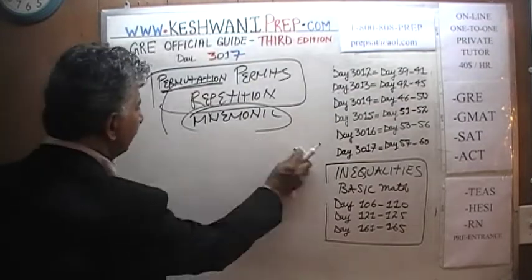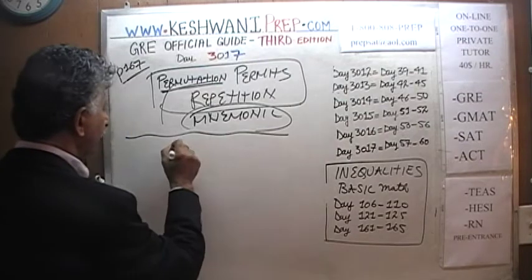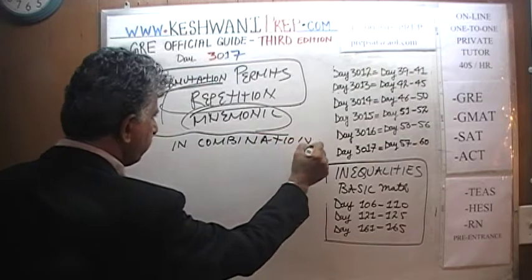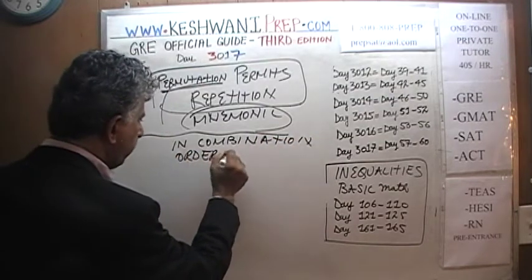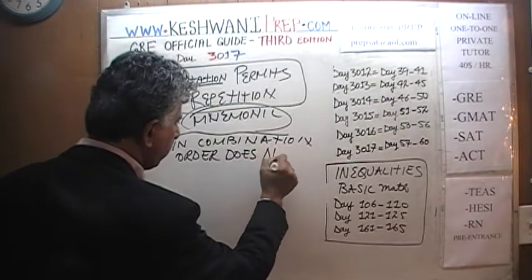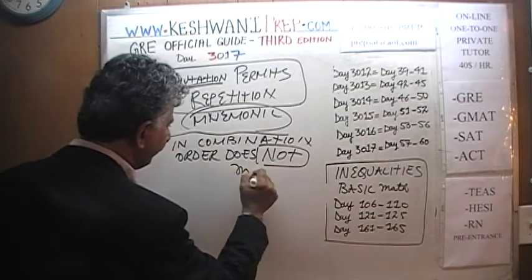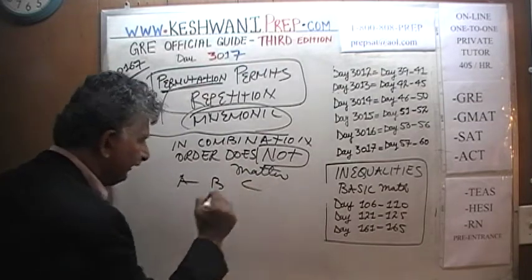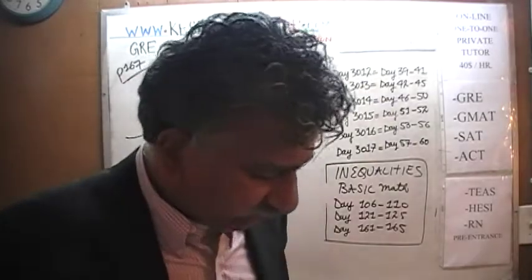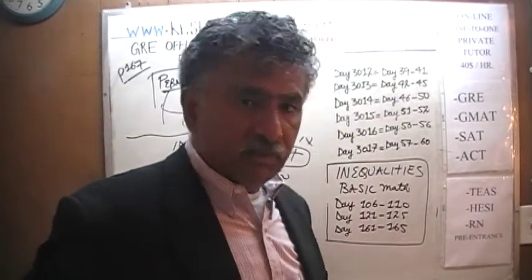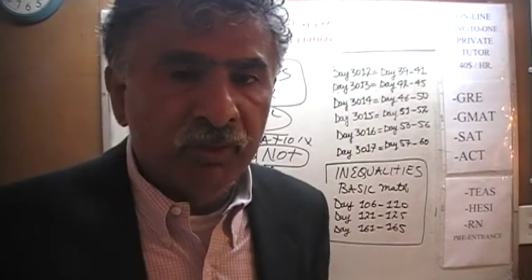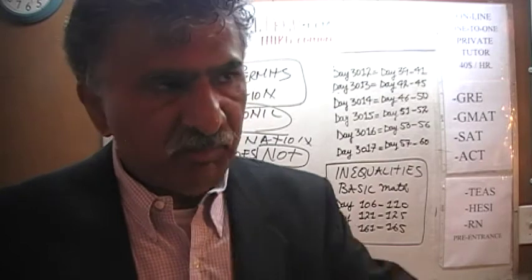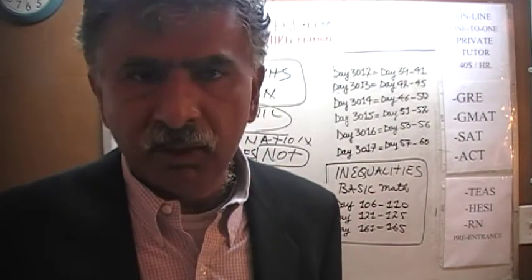Now let's talk about combination. In combination, order does not matter. Order does not matter. We have three people, A, B, and C. And what you're telling me is that there are three people sitting in that room. Go get two of them to help me work on this project. My job is to just go in there and grab any two people out of the three.